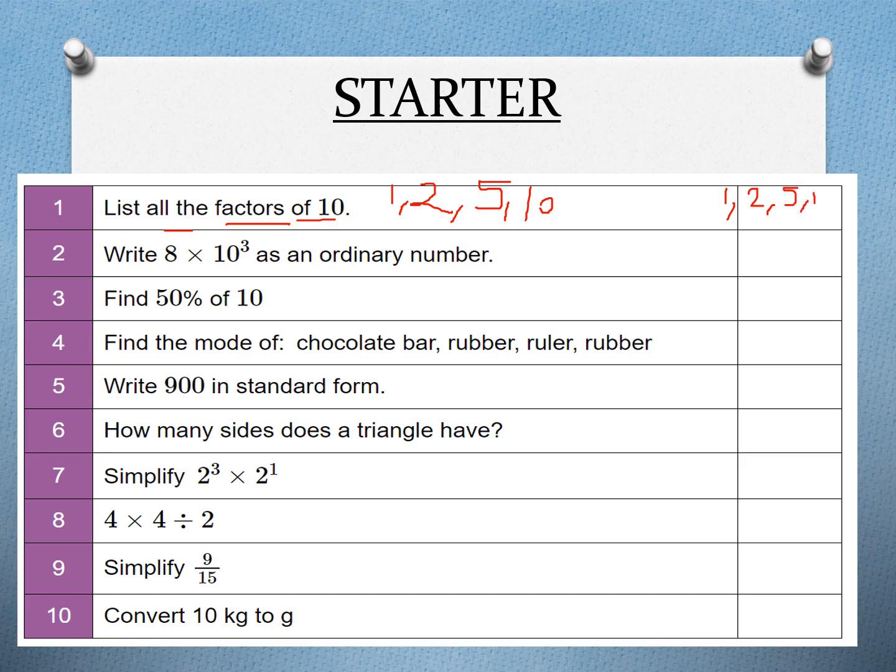This is question number 2. Write 8 times 10 to the 3, or 8 times 10 cubed, as an ordinary number. So 10 cubed means 10 times 10 times 10, which is 1,000. So it's 8 times 1,000, or 8 multiplied by 1,000, which is equal to 8,000, guys.